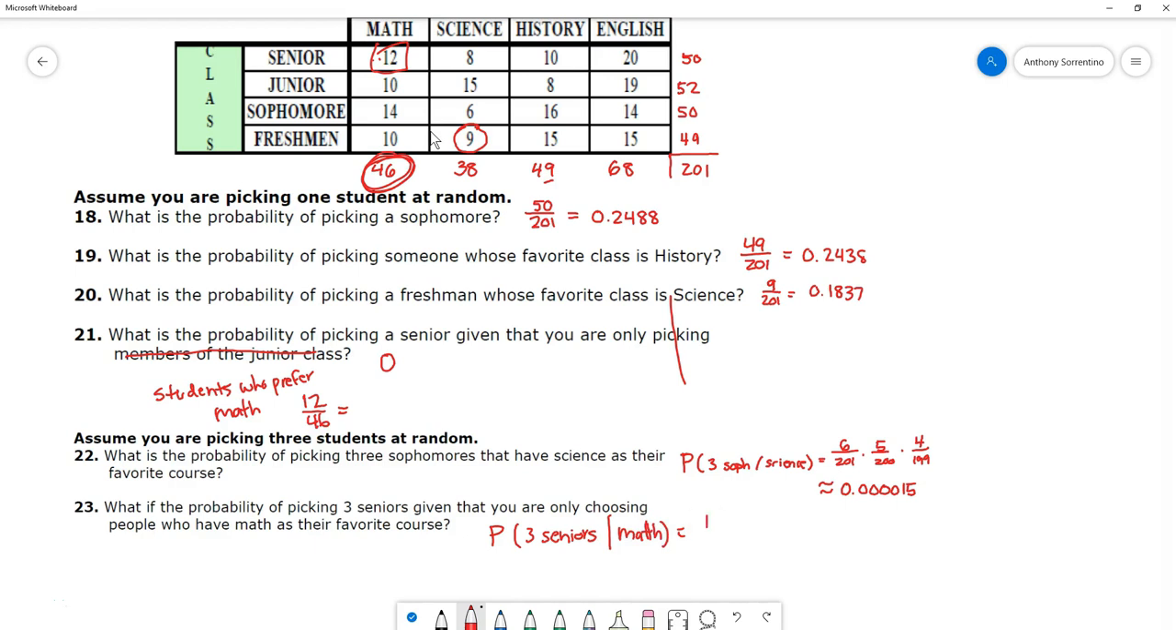would be 12 out of 46 times 11 out of 45 times 10 out of 44. And that works out to be about 0.0145. Now you can use some combination formulas for this as well, but since the table's set up this way, it's probably easier to go about doing this.